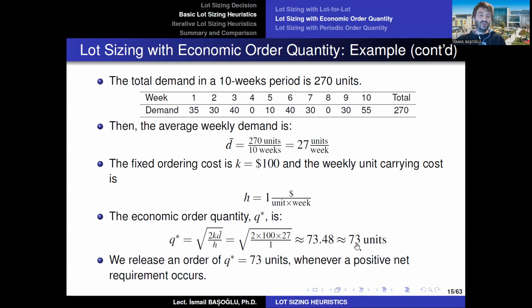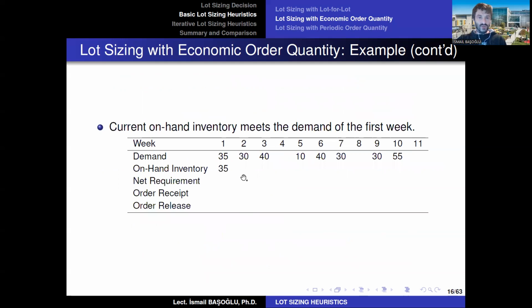Now, 73 units will be the approximation of our economic order quantity, which means whenever we release an order, so in order to release an order, there should be a net requirement. Whenever there's a net requirement, we release an order of 73 units. So we are going to apply it as follows.